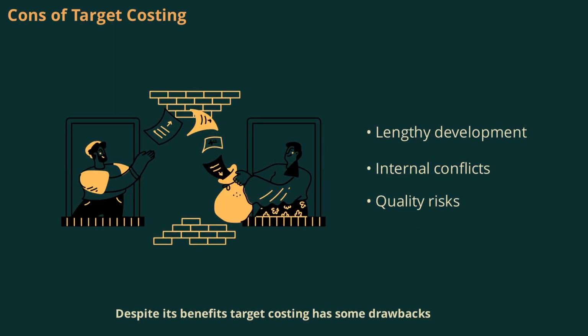Despite its benefits, target costing has some drawbacks. The development process can become lengthy due to repeated design iteration. Monetary cost cutting may lead to internal conflict, and reaching consensus among cross-functional teams can be challenging. Detailed cost data is required, which can be expensive to develop. There's also a risk of reduced product quality if cost reductions rely on cheaper, inferior components. Effective implementation requires strong leadership.